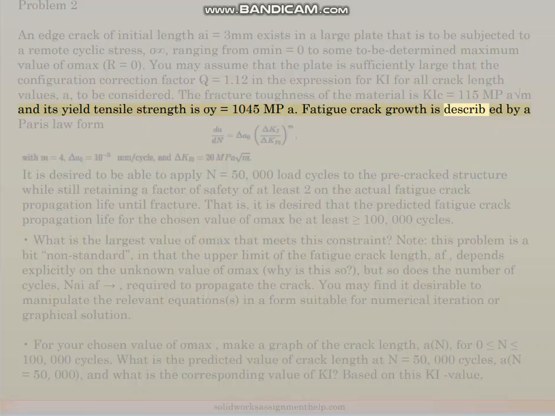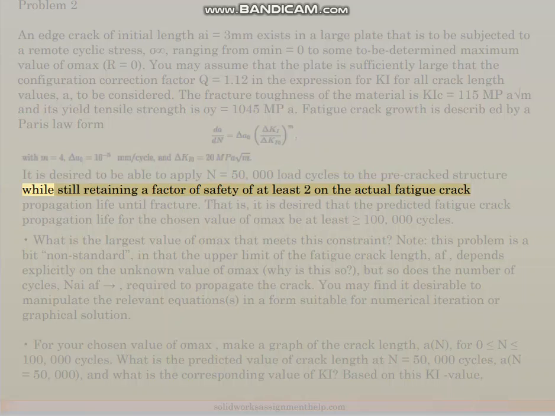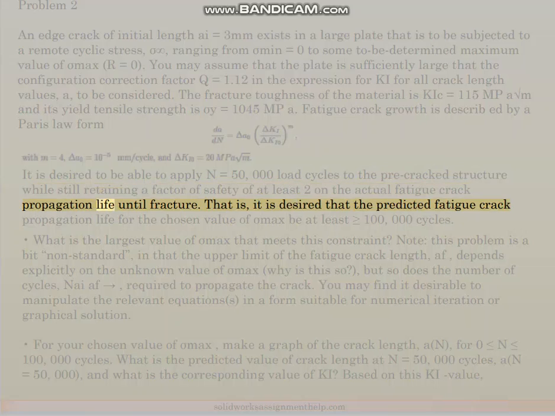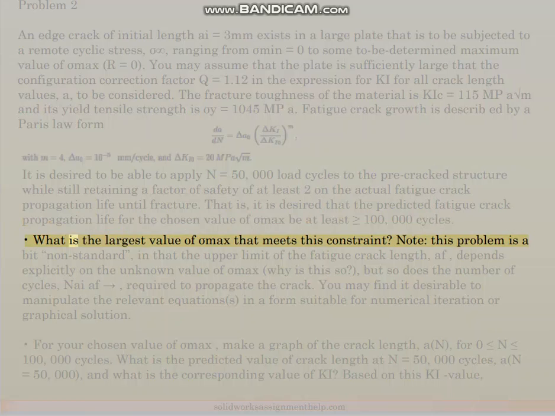Fatigue crack growth is described by a Paris law form. It is desired to be able to apply N equals 50,000 load cycles to the pre-cracked structure while still retaining a factor of safety of at least two on the actual fatigue crack propagation life until fracture. That is, it is desired that the predicted fatigue crack propagation life for the chosen value of sigma max be at least greater than or equal to 100,000 cycles. What is the largest value of sigma max that meets this constraint?